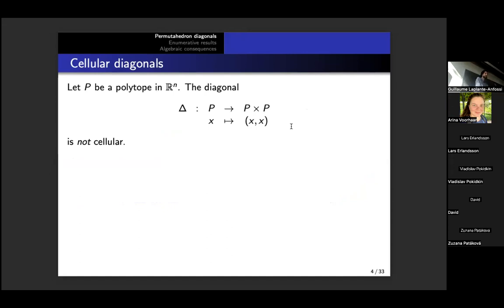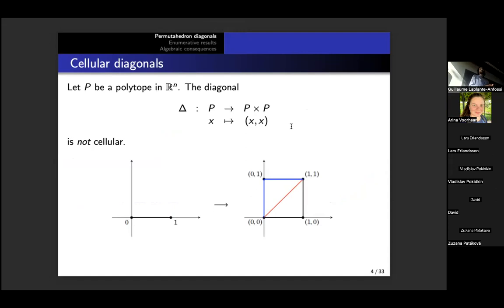So the starting point is to look at the actual set theoretic diagonal of a polytope, which is the map that you have on the screen, and the basic observation that this map is not a cellular map. So, for instance, on the screen you can see the diagonal of the interval, which is in red, and it goes right through the square. So it is not a union of one-dimensional faces of the square. It's right in the middle of the two face.